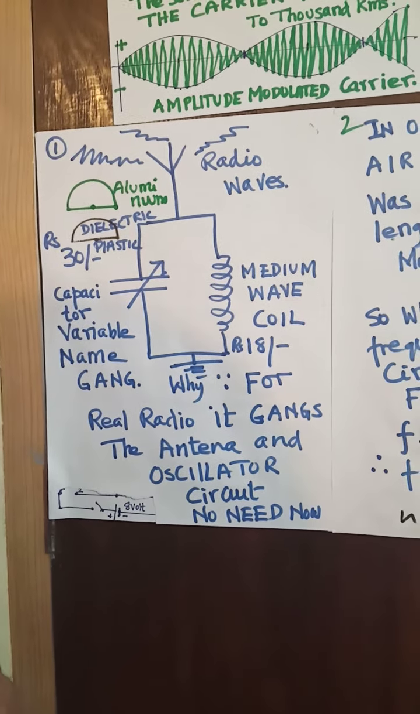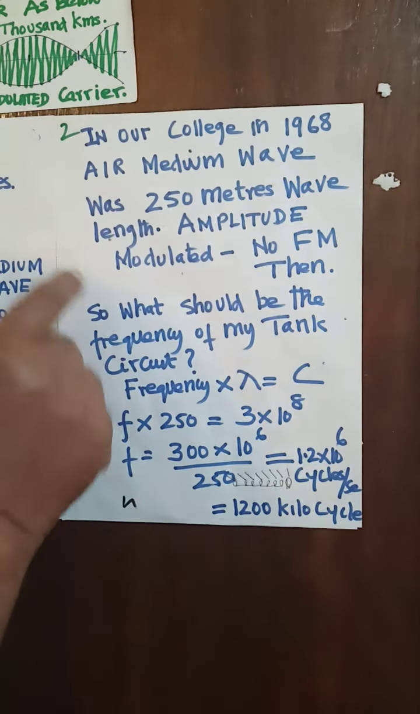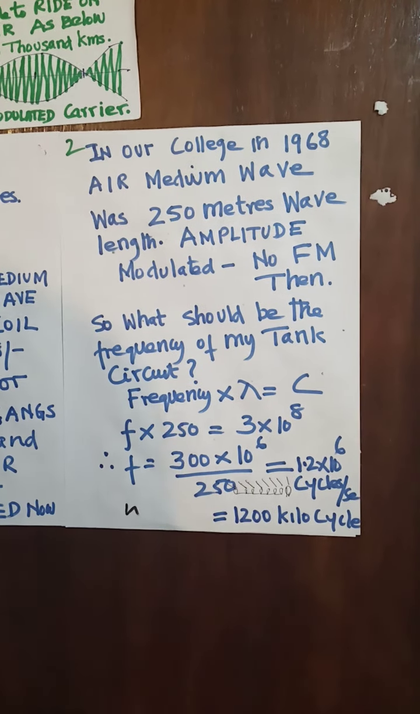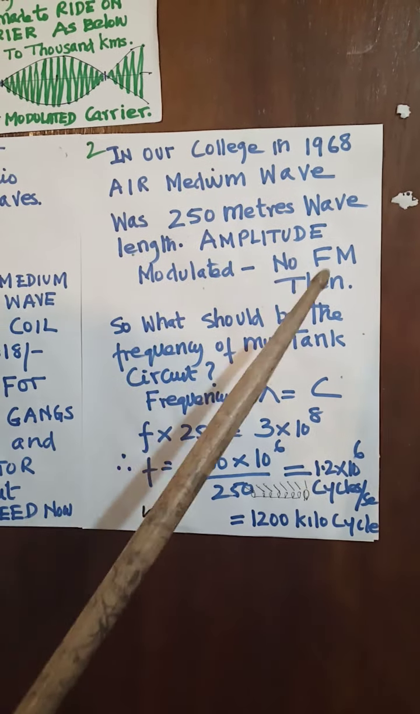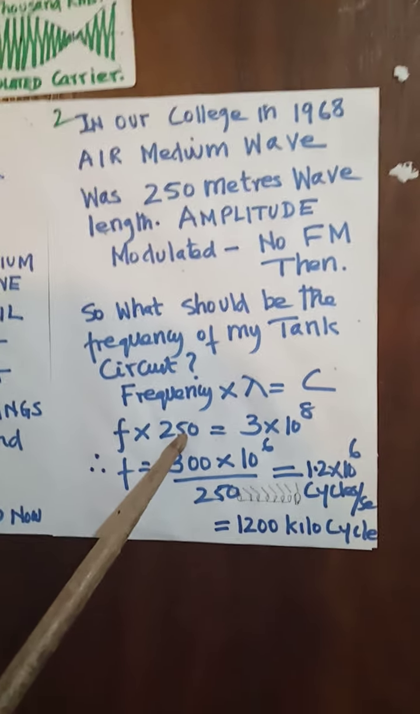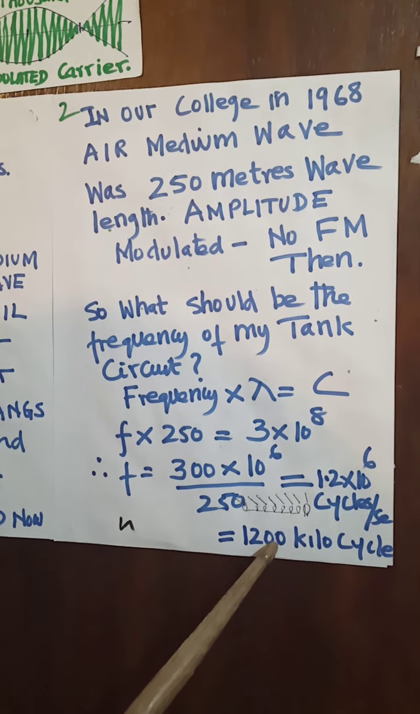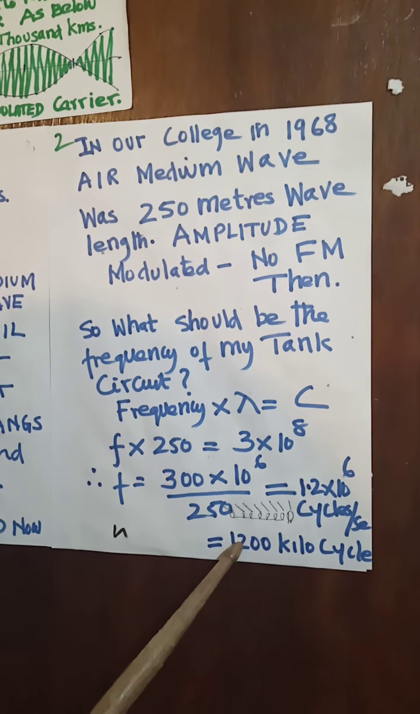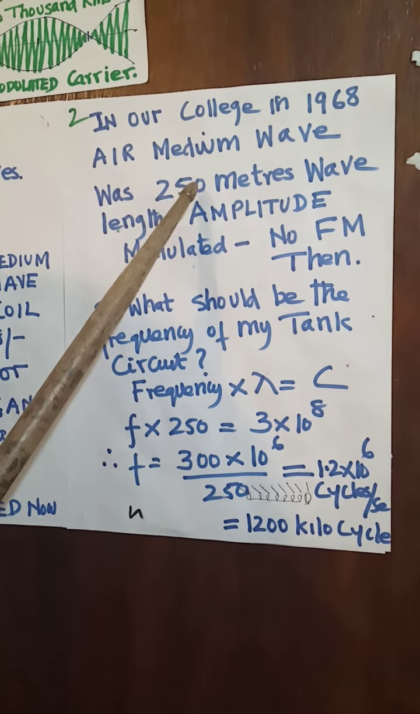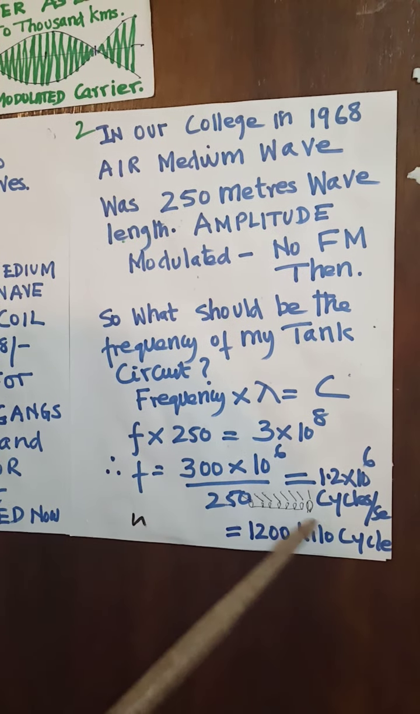So what do I do? I tune it. See, I want to receive the All India Radio. In our college, when we did this in 1968, it was a 250 meter wave. So now, frequency times 250 meters is the velocity of light. So the frequency is 1200 kilocycles. 1200 kilocycles is the frequency of the All India Radio 250 meter. It is a local station near our college only. So this is the one.